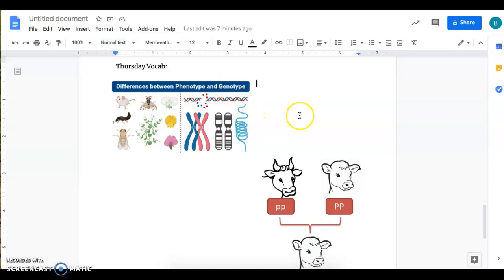Hey guys, here is your Thursday vocab. We are going to talk about 4 words today that are going to help us out.